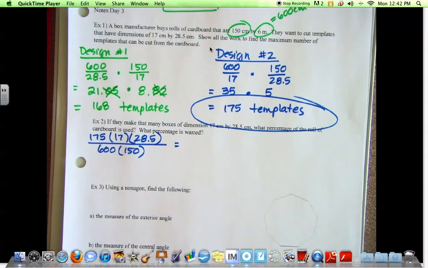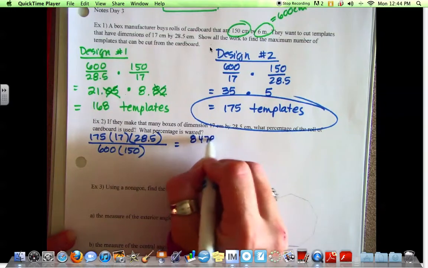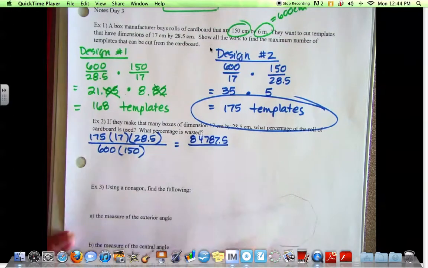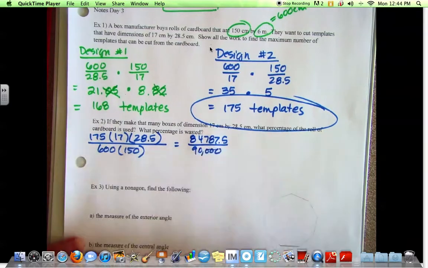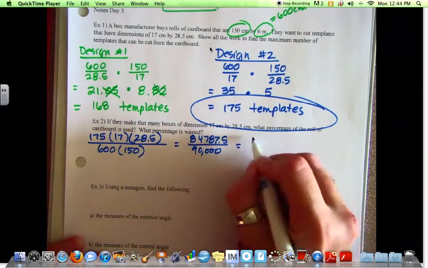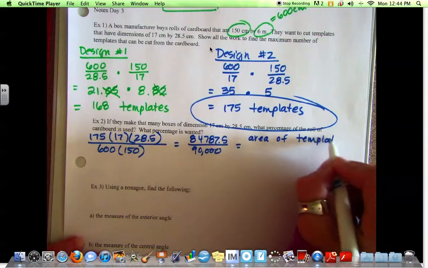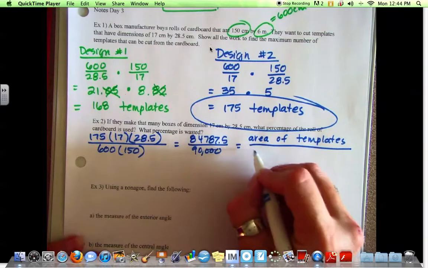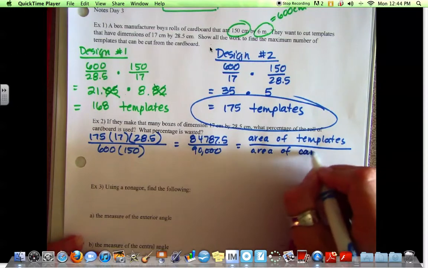So 175 times 17 times 28.5 gives us what? 84,787. Okay. And 600 times 150? 90,000. So what we did was we took the total area of the templates and divided it by the area of the cardboard.